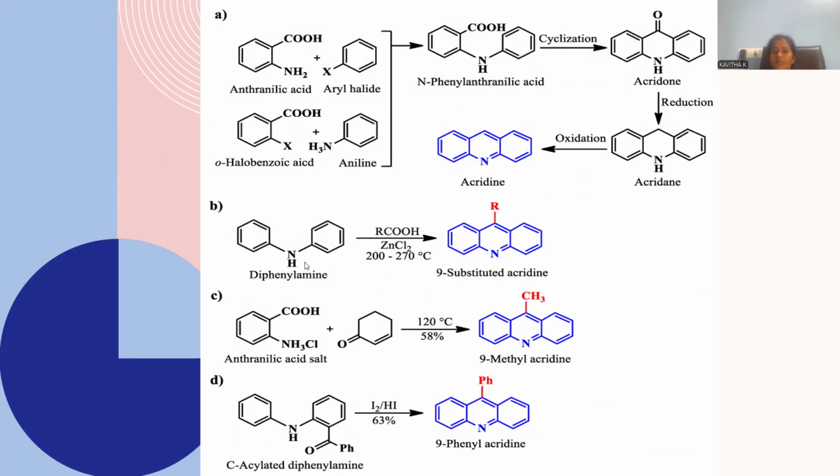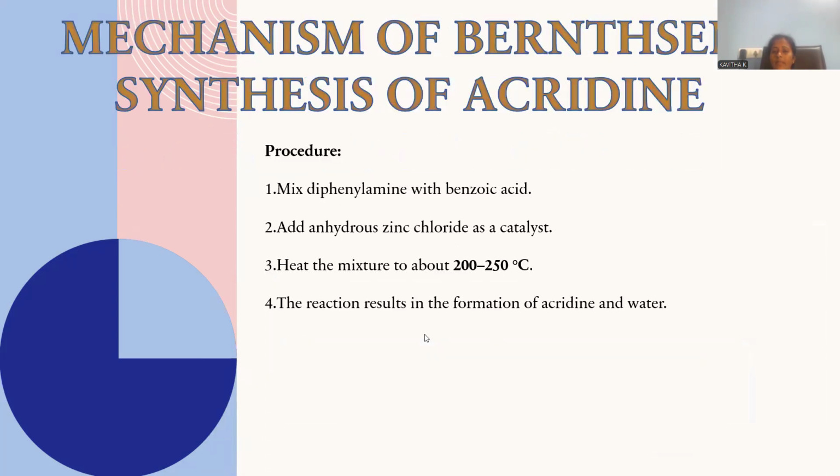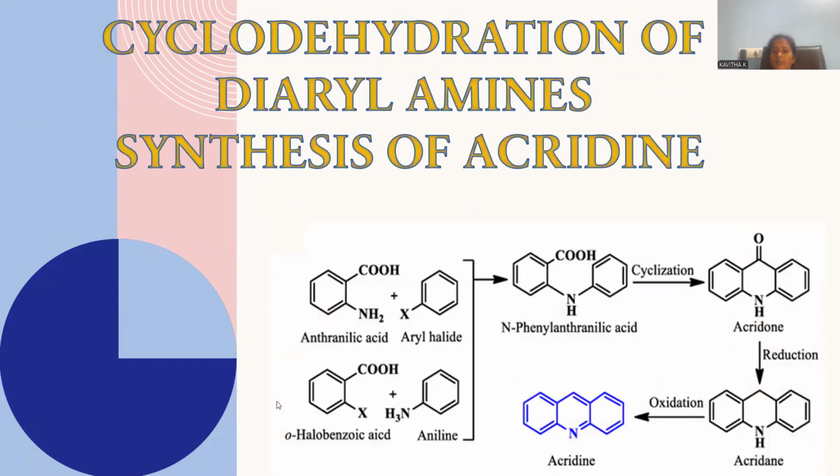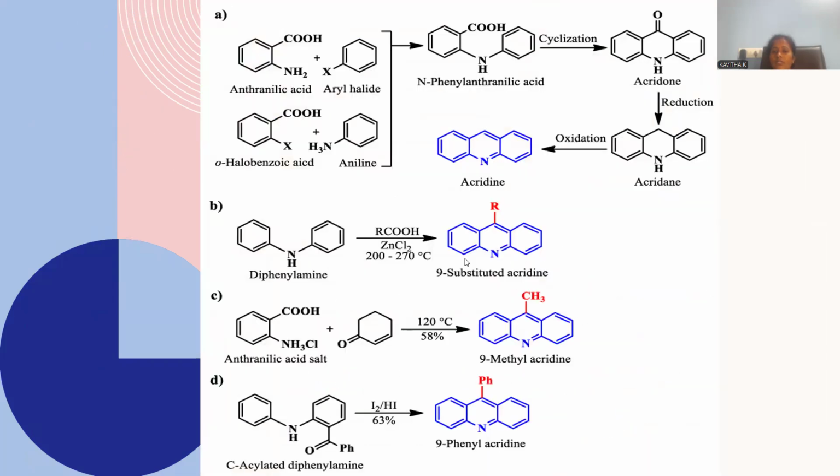Here diphenylamine will be taken and treated with RCOOH and zinc chloride, which we have been discussing. Zinc chloride addition is required over there. This is the diphenylamine carboxylic acid with zinc chloride. This is called the Bernthsen synthesis. That process we already gone through.